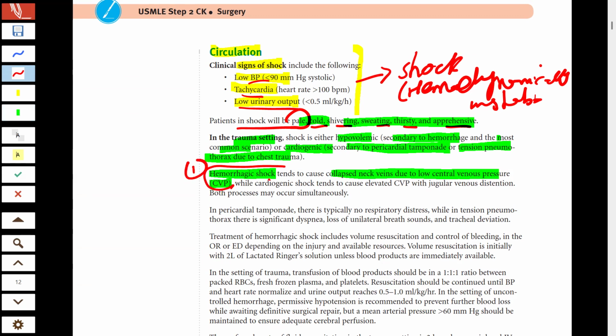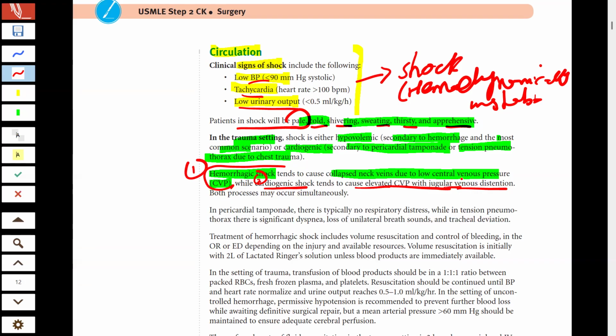So first is hemorrhagic shock, second one is cardiogenic shock. In cardiogenic shock, you will find elevated CVP, jugular venous distension. In hemorrhagic shock, the CVP will be low, because blood is lost, so volume is decreased in the body, so central venous pressure is decreased. But in cardiogenic shock, the blood is okay, but there is a problem in the heart, a pumping problem, cardiac output decreases. So that's why the JVP will be raised.